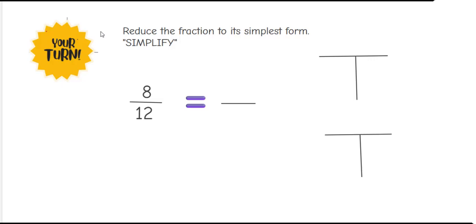You are reducing this fraction, 8 over 12. If you had a pizza and you cut it up into 12 pieces and ate 8 of them, how much would there be? We want to reduce that to smaller numbers so it just makes more sense.